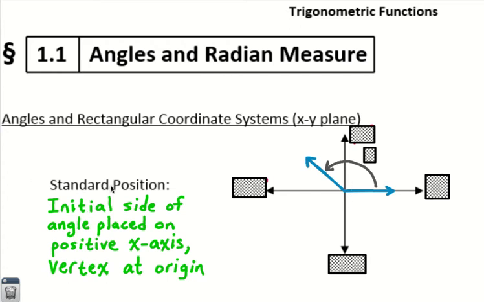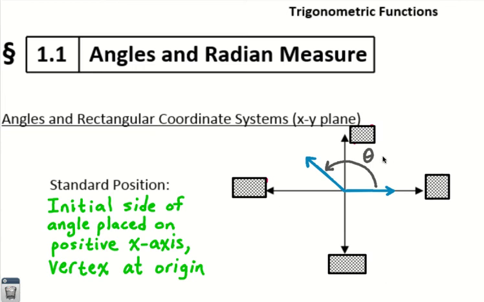This is called standard position, where we draw it with the initial side, or the starting side, placed on the positive x-axis like this, and the vertex at the origin. And this is what we would call the terminal side. So the initial side is where it starts, and it'll always start here. And the terminal side will be wherever it terminates or ends.